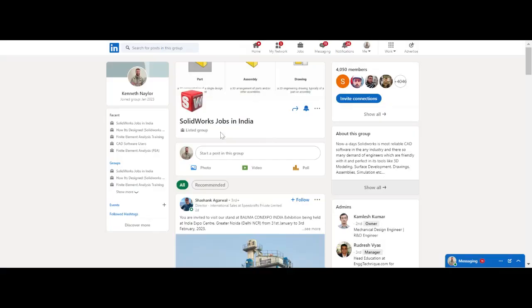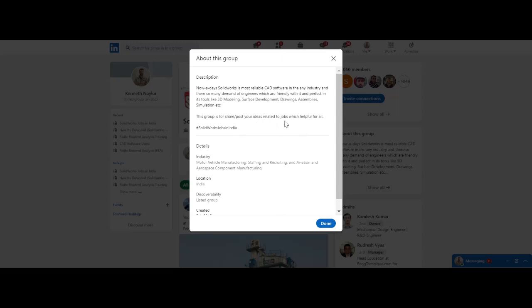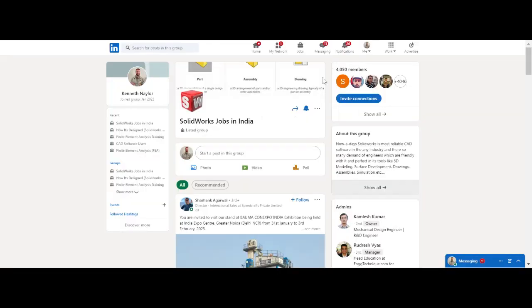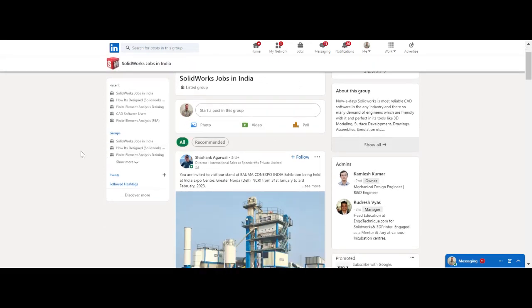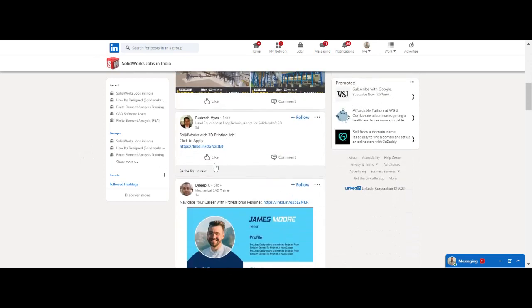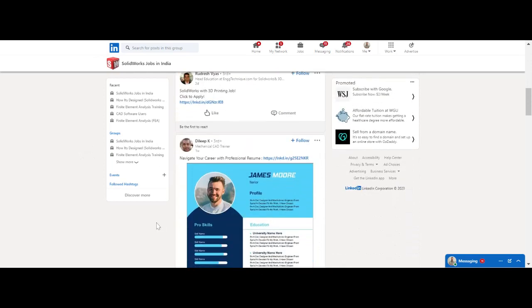Second group that may be helpful to you, SolidWorks jobs in India. You should know by now, SolidWorks is in high demand all over the world. One of those countries being India, where there is a phenomenal amount of talent and skill in that market. This group is for sharing ideas related to jobs. So job openings, if you are in need of a job, you can share your thoughts with the group and network.